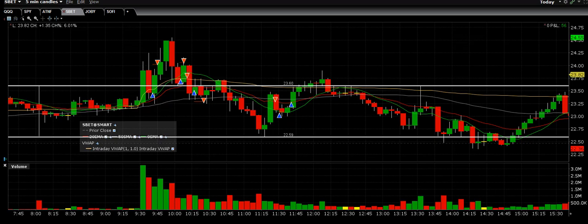My entry could have been better. In reality, if I was looking for a true ABCD, I probably would have entered closer to where I exited and then exited at the top of the next green candle. Because for ABCD, you usually want to see your entry point be right above point B, where point C did not come back below point A.